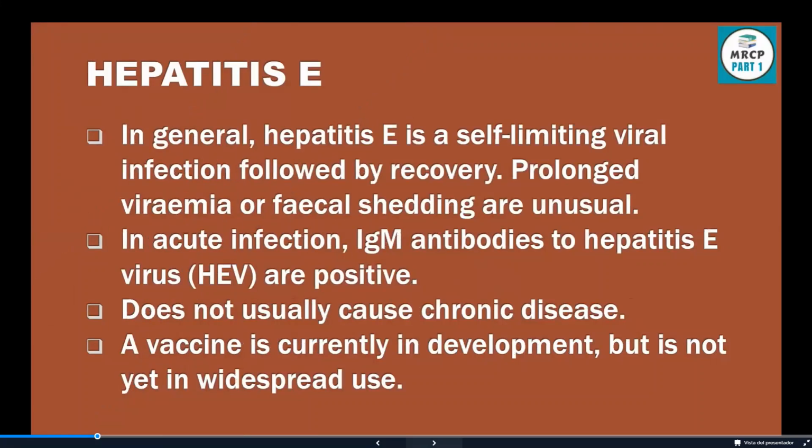In general, hepatitis E is a self-limiting viral infection followed by recovery. Prolonged uremia or fecal shedding are unusual. In acute infection, IgM antibodies to hepatitis E virus are positive. Does not usually cause chronic disease. A vaccine is currently in development, but is not yet in widespread use.